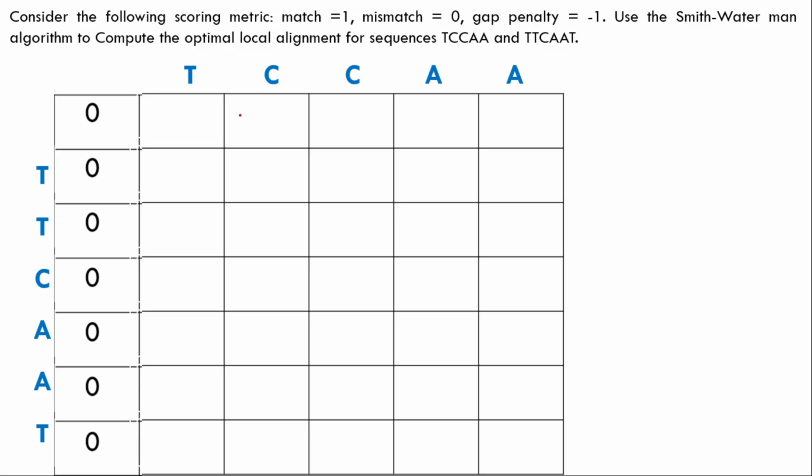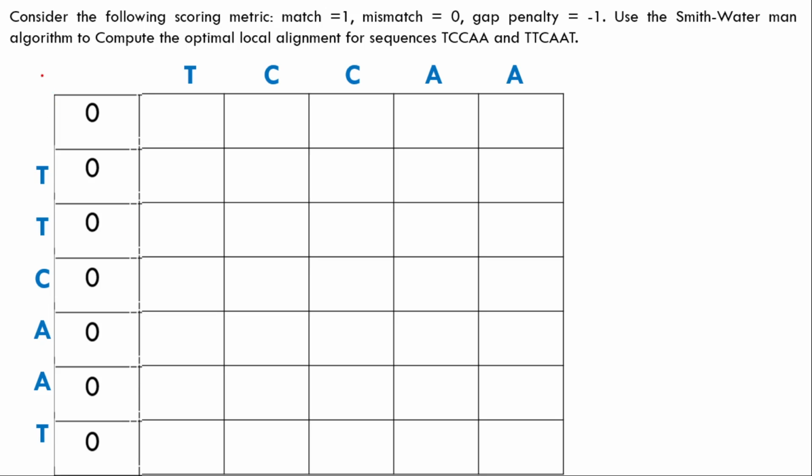So 0, -1, -2, -3. If it is gap penalty in your examination, it is giving -5. So you can write down 0, -5, -10, -15, right? Horizontally, and then left side also. But here is some change.